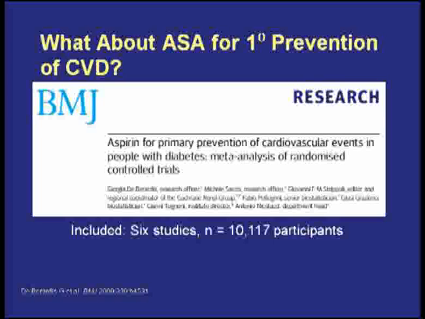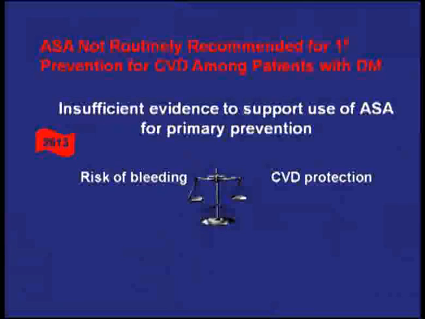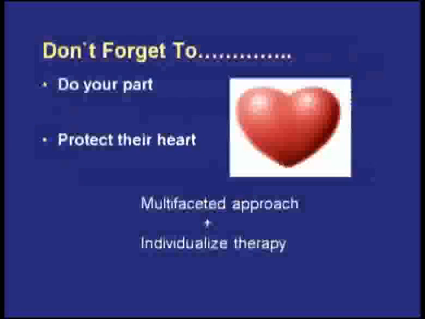What about ASA in primary prevention of CVD? Aspirin for primary prevention of cardiovascular events in people with diabetes: meta-analysis of randomized controlled trials doesn't show significant benefit. There is no overall benefit for major CV events, MI, stroke, CV mortality, or all-cause mortality unless there is a definite indication in a hypertensive patient with diabetes. Aspirin is not routinely recommended for primary prevention of CVD among patients with diabetes and hypertension. There is insufficient evidence to support its use for primary prevention. Risk of bleeding and CVD protection are both there.